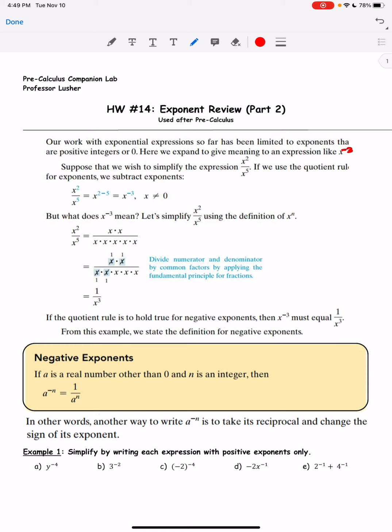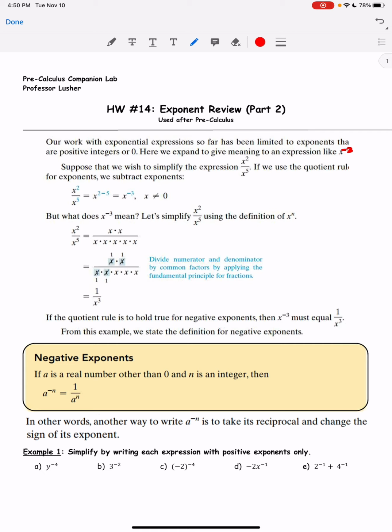So if you simplify it using the definition, x squared means you have two x's, so x times x. x to the fifth means you have 5, so x times x times x times x times x. When you divide, you take 1 off the top, 1 off the bottom, and what are we left with? 3 on the bottom. So by using our quotient rule definition and our just what exponents mean definition, we know that 1 over x cubed is equivalent to x to the -3.